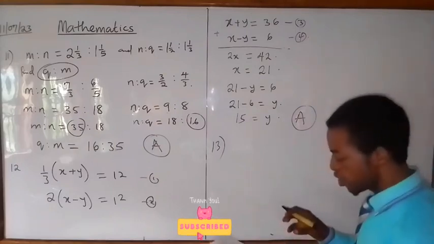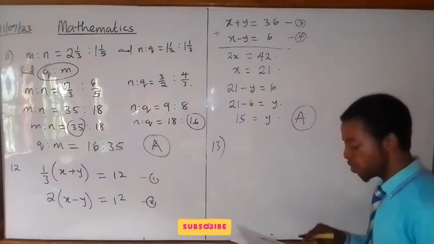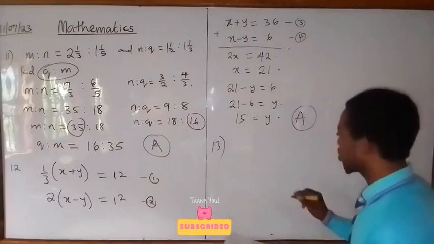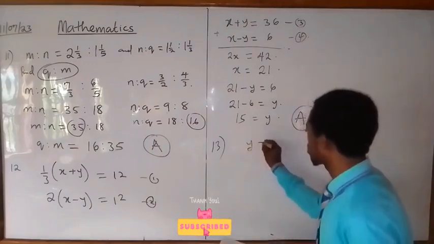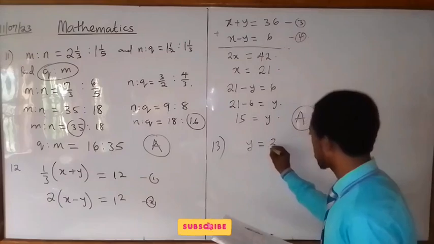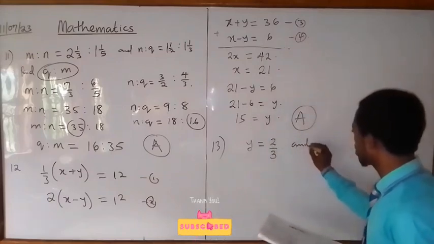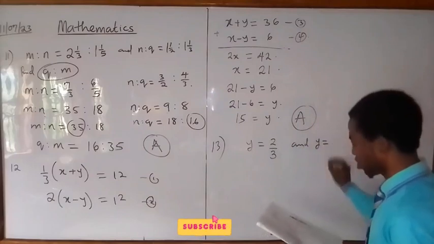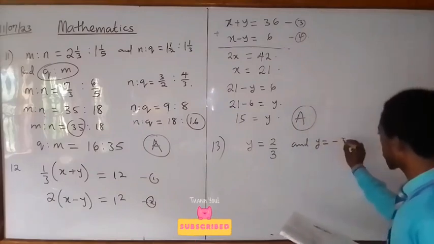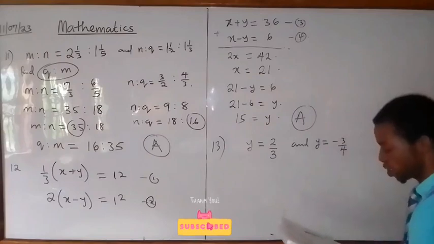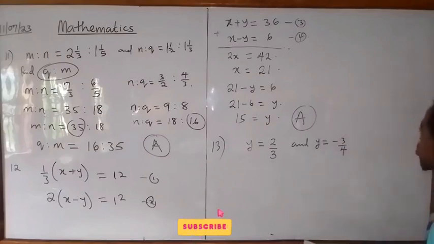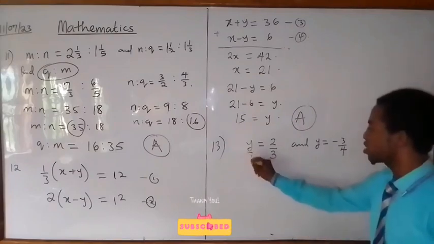In this question, the variable they use is y. That means y equals 2 over 3, and y also equals minus 3 over 4. Now we want to find the equation that gave us these roots. So we work backward now. This gives us a fraction.